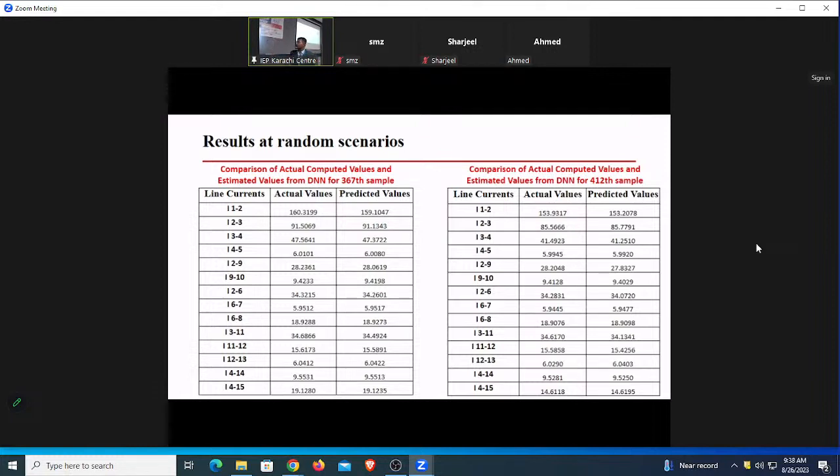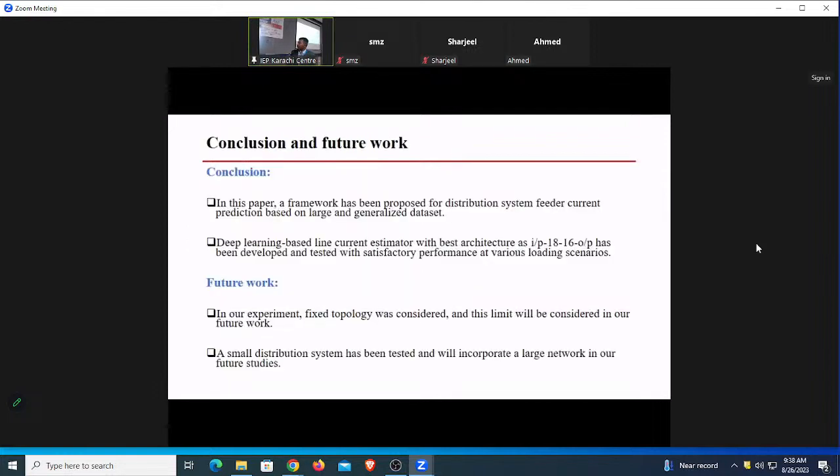And the conclusion of our work is that a framework has been proposed for distribution networks for feeder current prediction based on a large and generalized data set. A deep neural network line current estimator with the best architecture, input, 18 and 16 hidden layer neurons, and output, has been developed and tested with satisfactory performance at various loading scenarios.